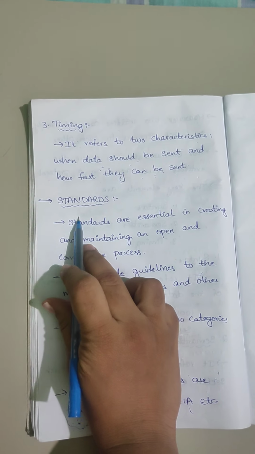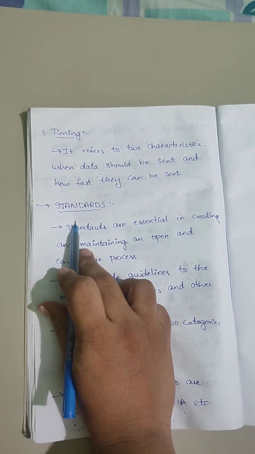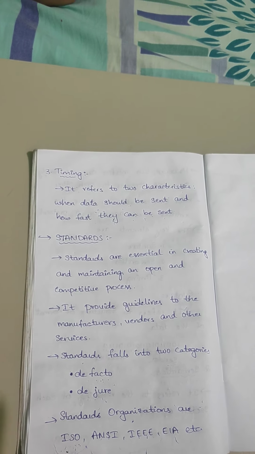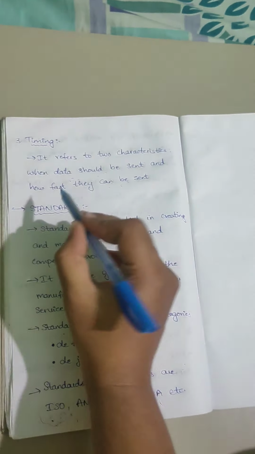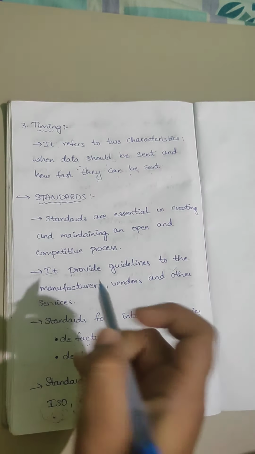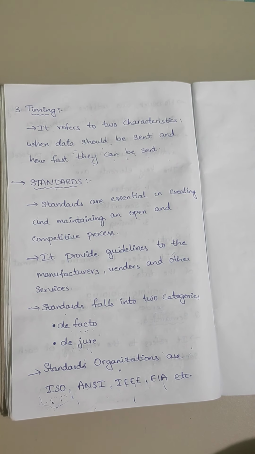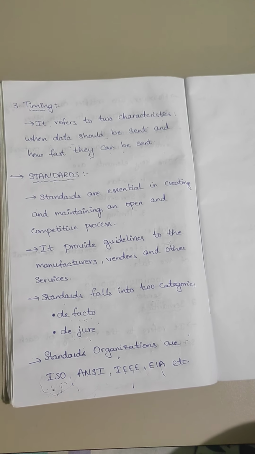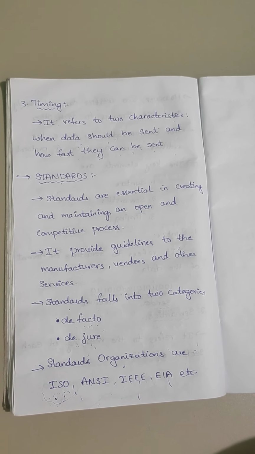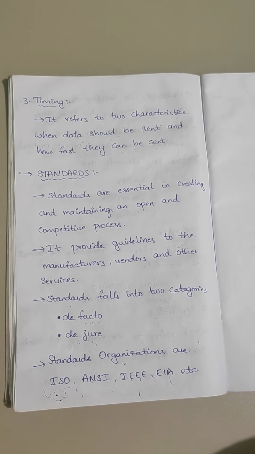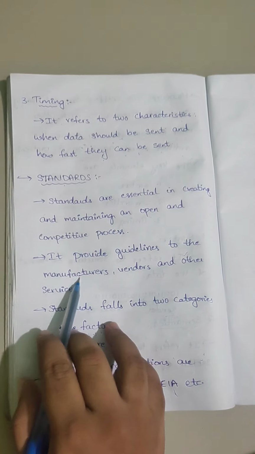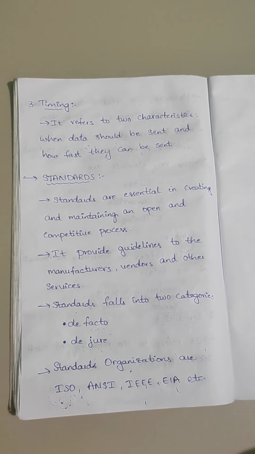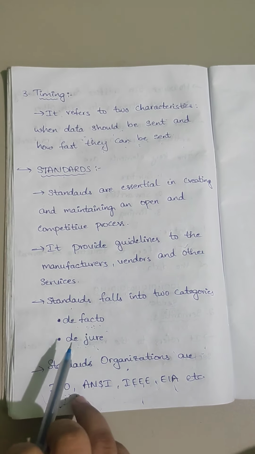And next one, standards. Standards are agreed upon rules. That means protocol is a synonym for rules, and a standard is an agreed upon rule. Standards are essential in creating and maintaining an open and competitive telecommunication technology, and it is a process also. Standards provide guidelines to manufacturers, vendors, government employees, and other services also. Standards fall into two categories. They are de facto and de jure.